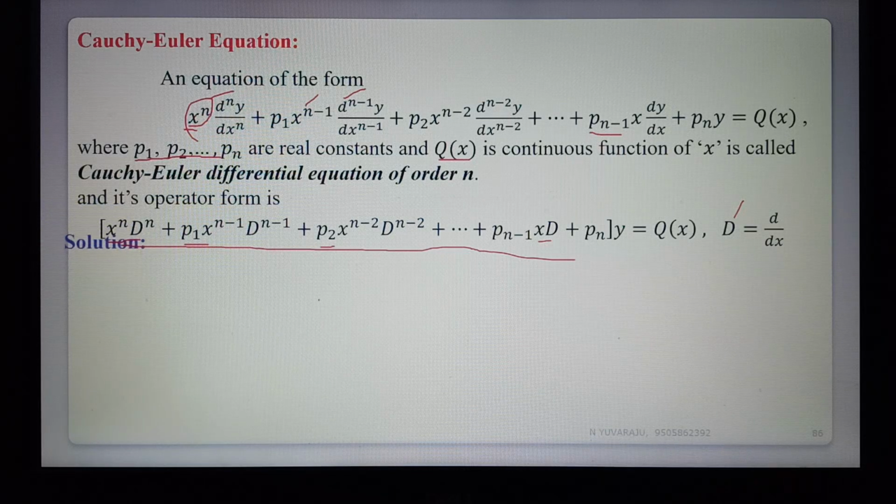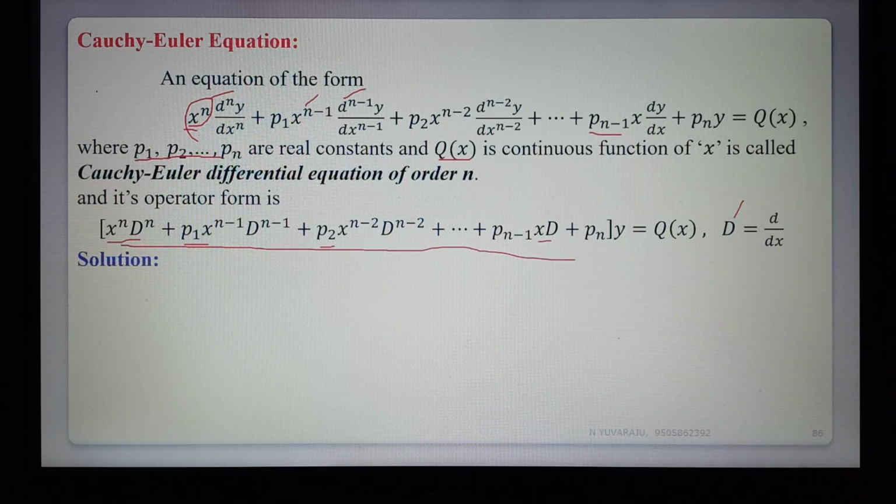So how do we find the solution? In the previous lecture we found solutions of higher order differential equations with constant coefficients. Now this equation is converted into a differential equation with constant coefficients by eliminating x. After x is eliminated and the equation is converted to constant coefficients, we find the solution of that equation.